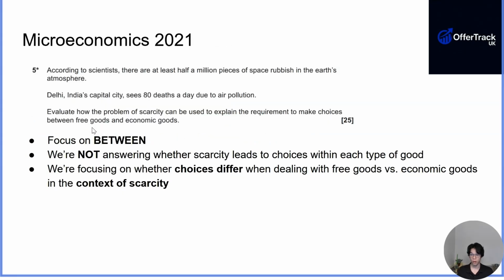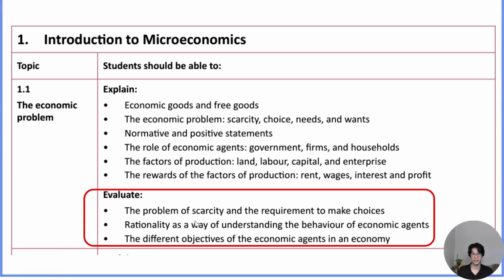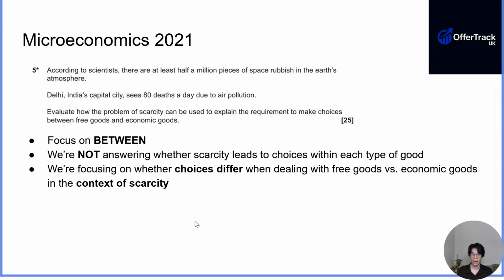So, there has been one question on the problem of scarcity and the requirement to make choices. And this has come from 2021 in microeconomics, and it goes, evaluate how the problem of scarcity can be used to explain the requirement to make choices between free goods and economic goods. Notice what I've written down here. Focus on between. It's a tricky question, and it's tricky because of its wording.